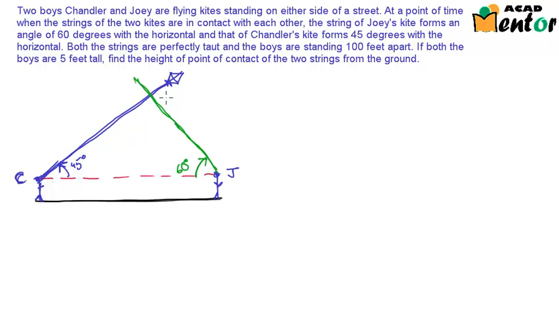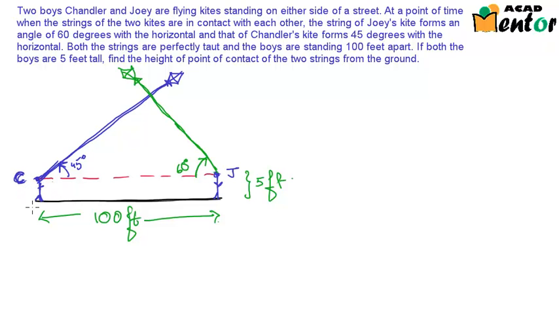So if this angle is 60 degrees and this one is Joey's kite, we know that the strings are taut, so they are in a straight line, a perfect straight line. We are given that the boys are standing 100 feet apart, so this distance is 100 feet. We know heights of these two boys is 5 feet, so this distance is 5 feet. So is this distance.